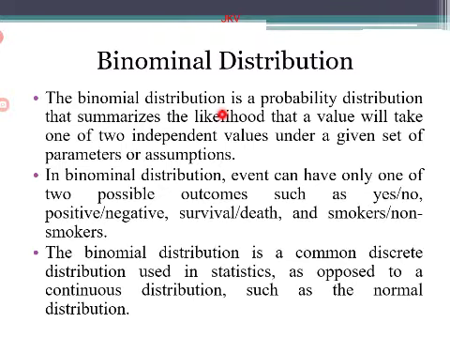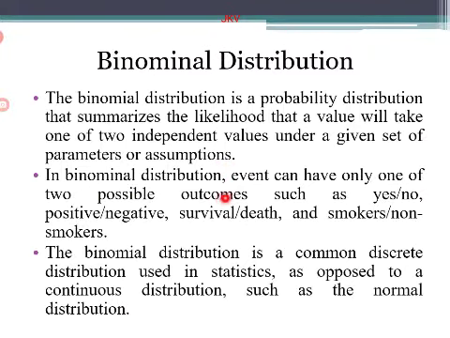First of all, coming to binomial distribution. We had earlier seen what binomial data is. What was binomial data? Data which consists of only two parameters: yes, no, dead, alive, treated, non treated. This kind of data can usually be called binomial data. So what is binomial distribution? The binomial distribution is a probability distribution that summarizes the likelihood that a value will take one of two independent values under a given set of parameters or assumptions. That is, it can take only one of the two assumptions: yes, no, dead, alive, treated, not treated.